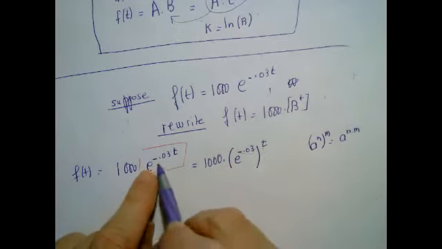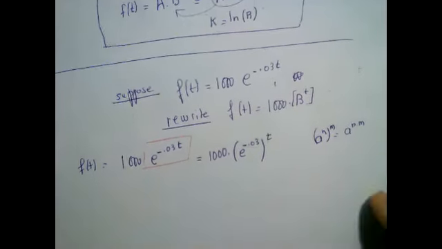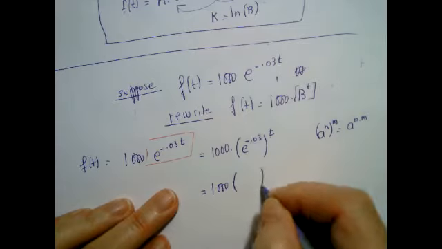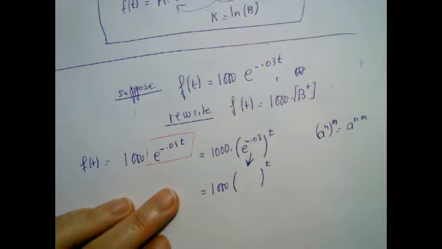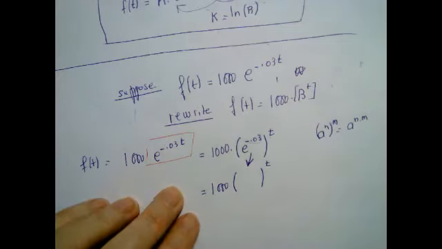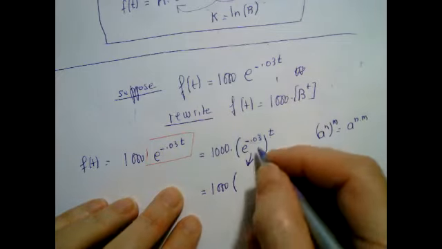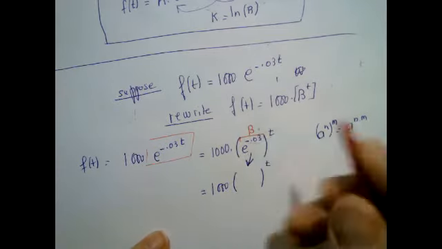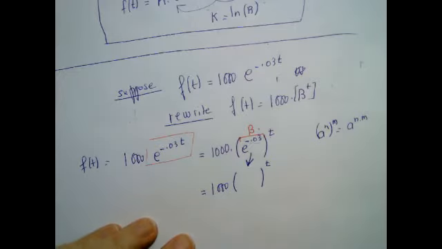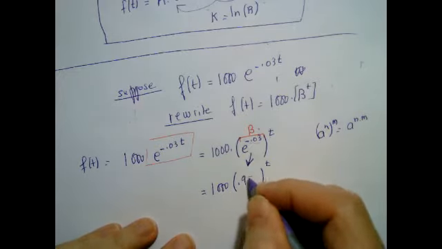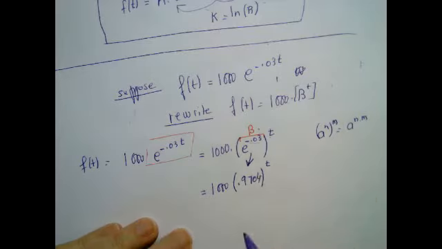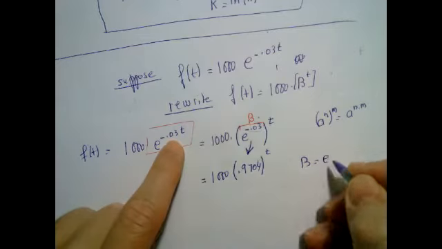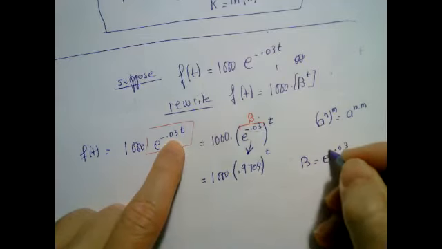So this is equal to e to the minus 0.03 times t, which is equal to 1,000 times, that's going to be my b, e to the minus 0.03. So if I compute that number, that's going to be the b. That's the b that I'll be looking for. So if I just evaluate this using my calculator, I'm getting 0.9704, where the b is e to the minus 0.03.